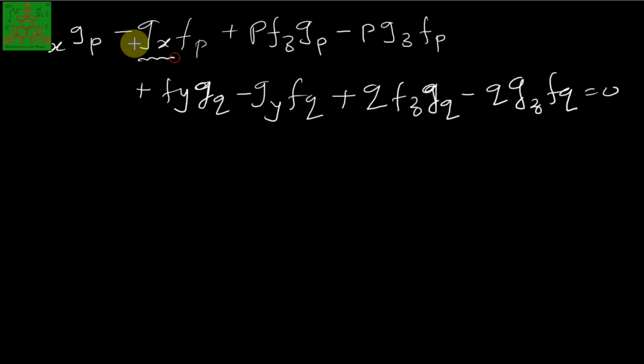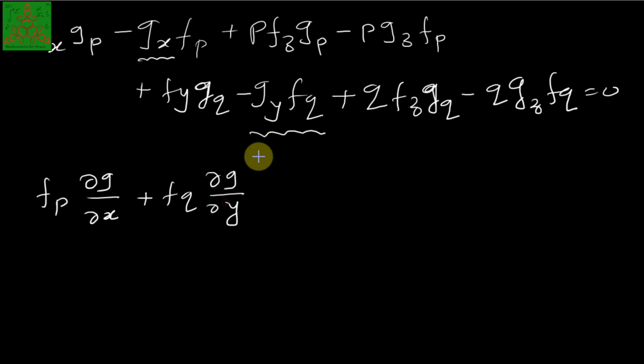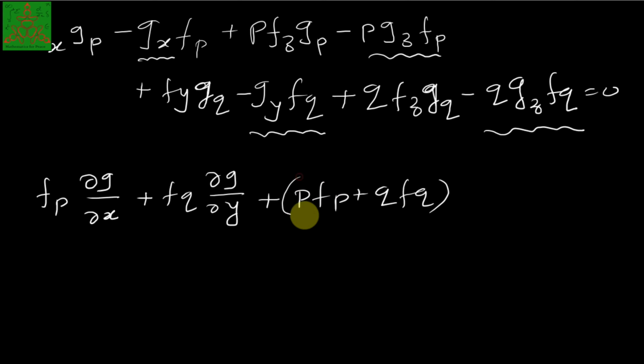Now, what are the coefficients of gx? I'll write down fp del g by del x, and I'll take this quantity to the other side, so whatever the sign is, it becomes negative. Now the coefficient of gy is plus fq del g by del y. Now the coefficient of gz: there are two terms having gz, and both of them have a negative sign. If you go to the other side, it becomes plus. So it is plus p into fp plus q into fq, del g by del z.